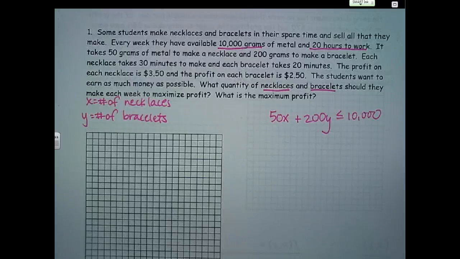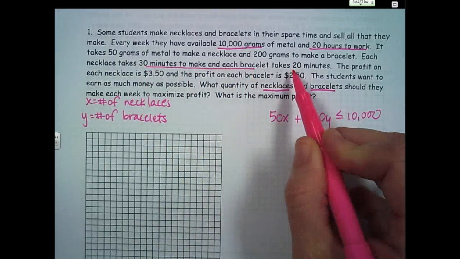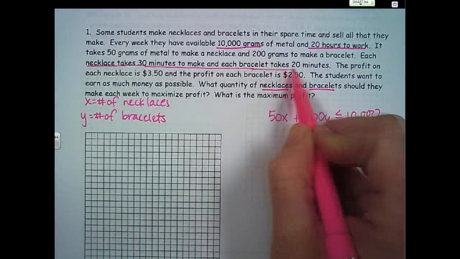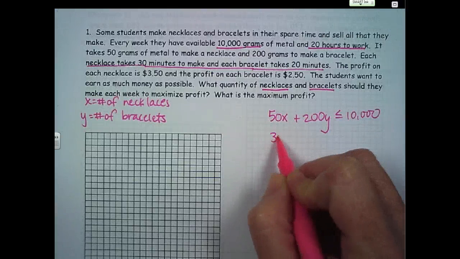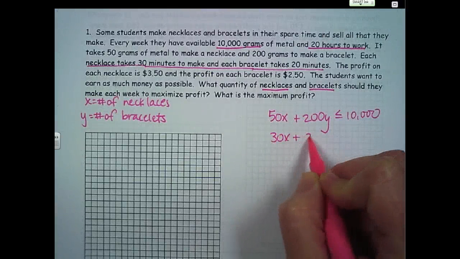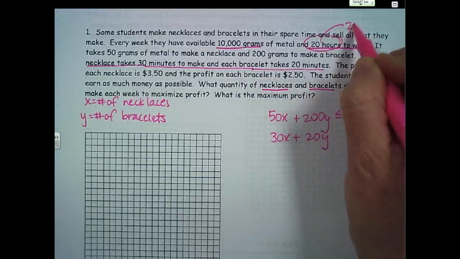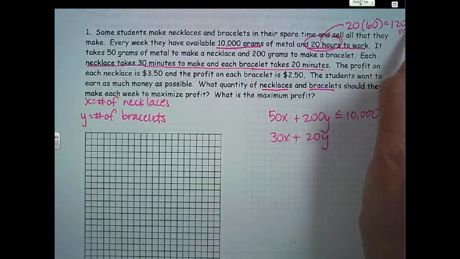The next one is time. 30 minutes to make a necklace and 20 minutes to make a bracelet. So that would be 30 minutes for a necklace plus 20 minutes for a bracelet. But time is in 20 hours, so you're going to need to convert. So that's 1,200 minutes altogether.